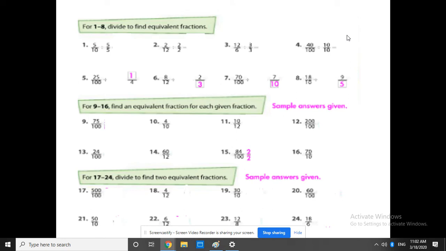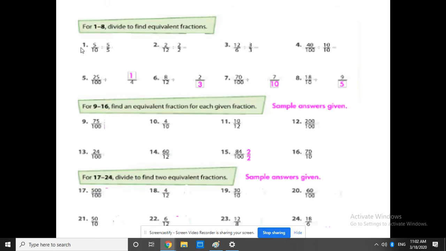Let's do our homework page. For 1 till 8, divide to find equivalent fractions. So, as we said yesterday, we are going to use division to find equivalent fractions. From number 1 to number 4, the book writes for you all of the numbers, so no need to think about them. It helped you and it writes for you all the numbers to use for division.